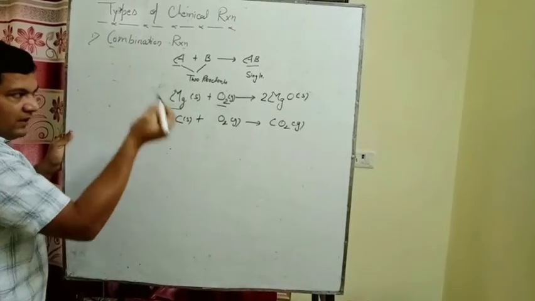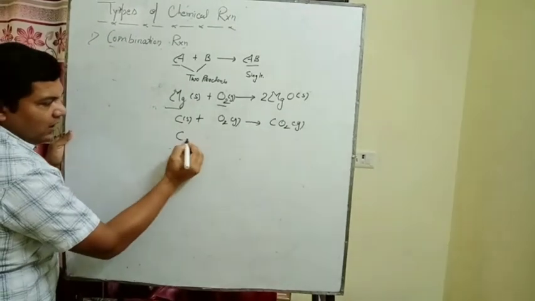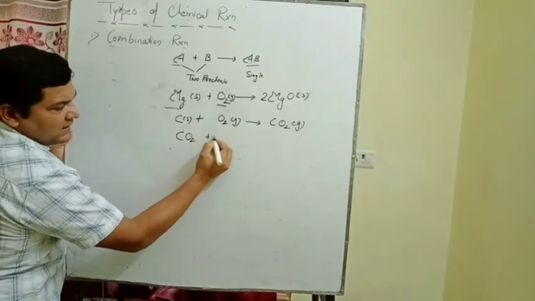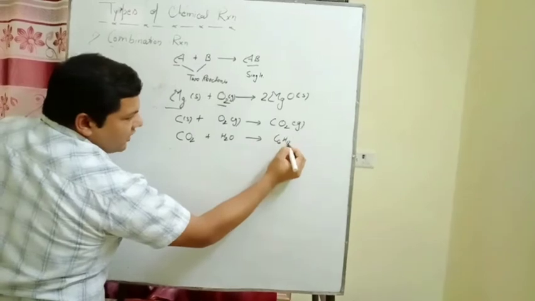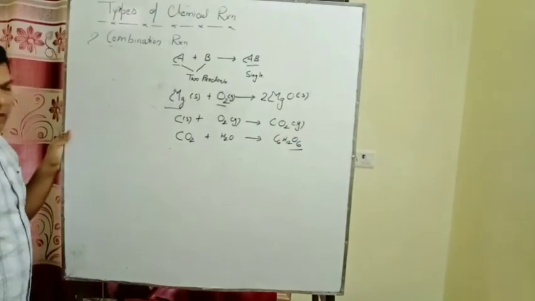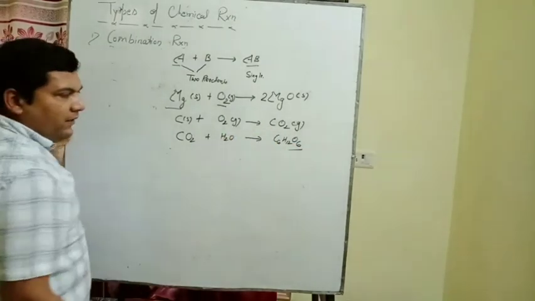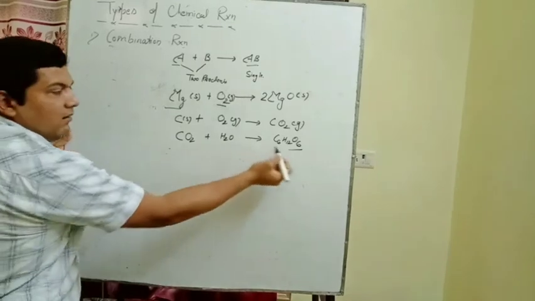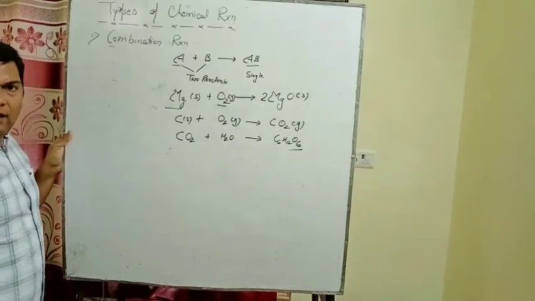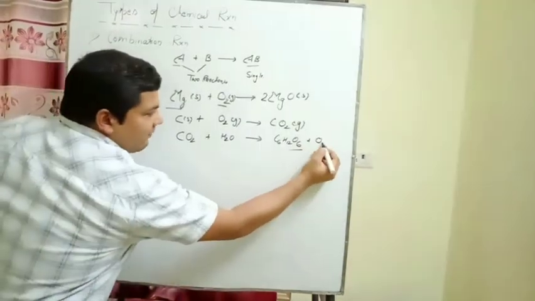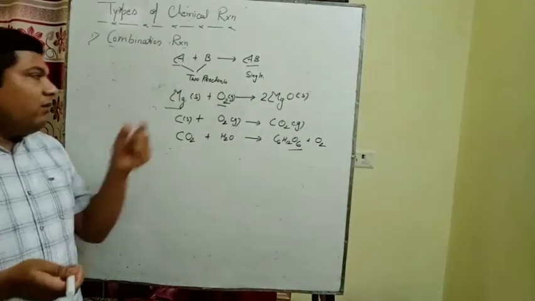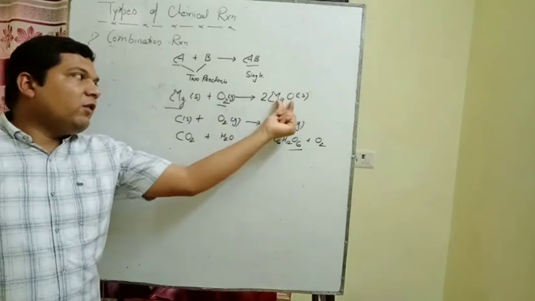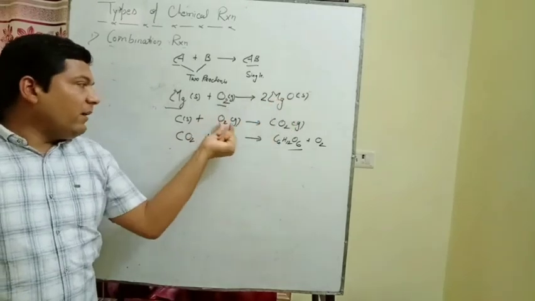Same is the case with another example. You can take CO2 plus H2O. That will give you C6H12O6, plus a simple product you can have. So it is a combination reaction, plus you can have a simple product, that's O2. So here we are taking two different substances, they are forming a single entity.